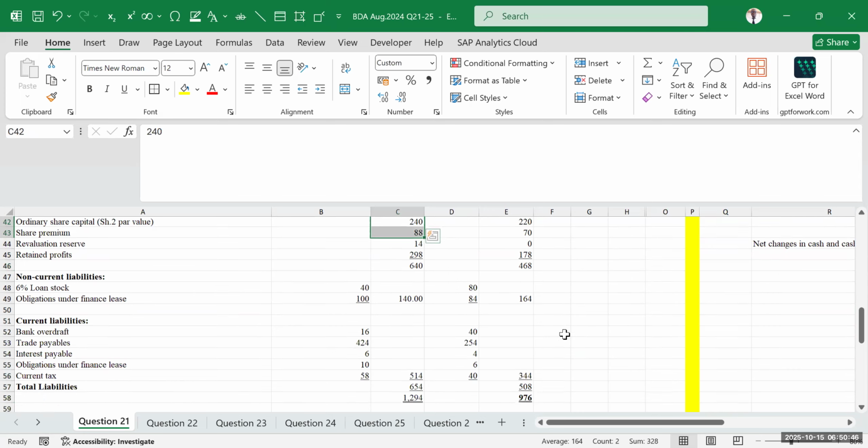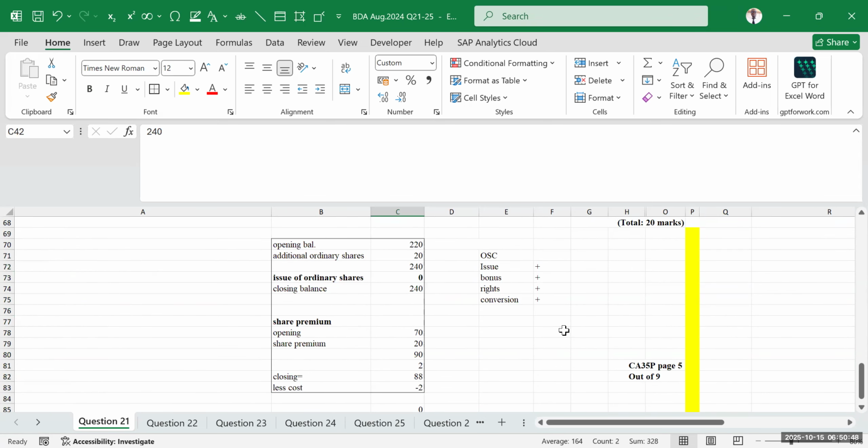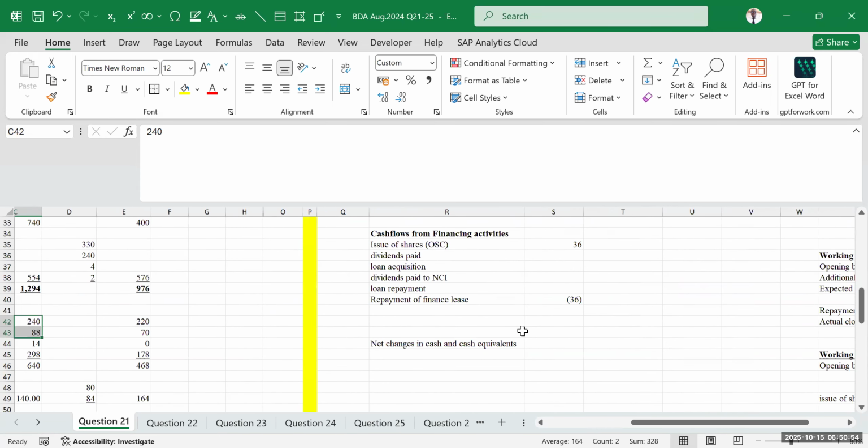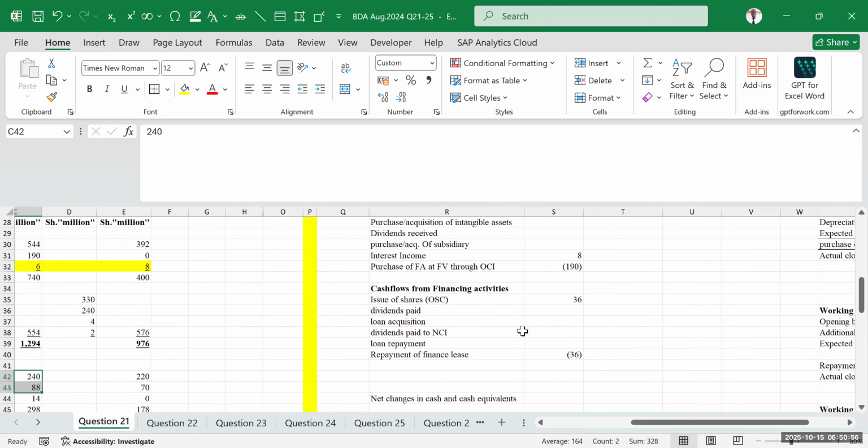I don't know whether it makes sense, but I hope it does. So I want us to finish up, as you shoot any other questions. I want us to see: was there any dividends paid, any loan that was acquired, any dividends paid to NCI, or any loan repayment?